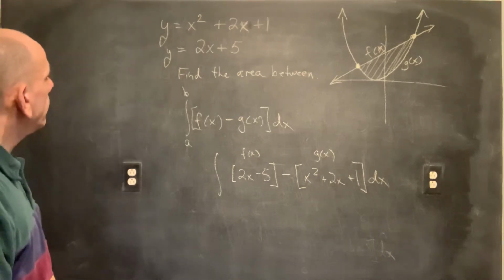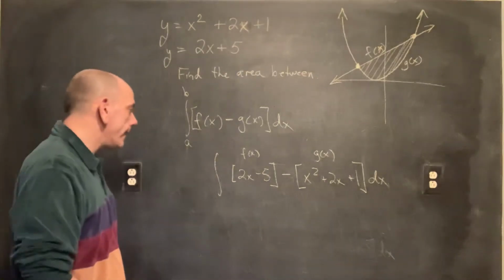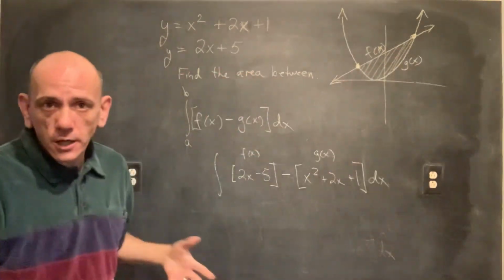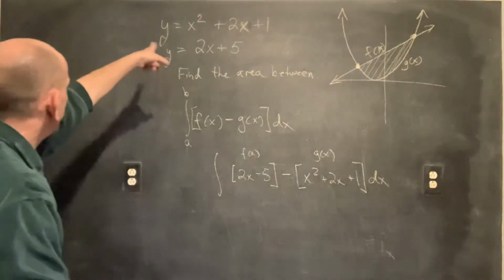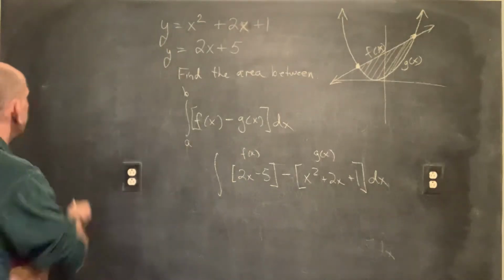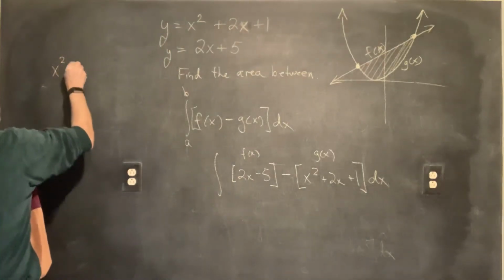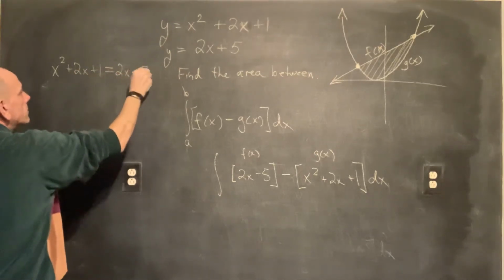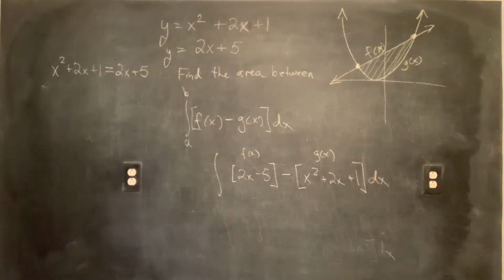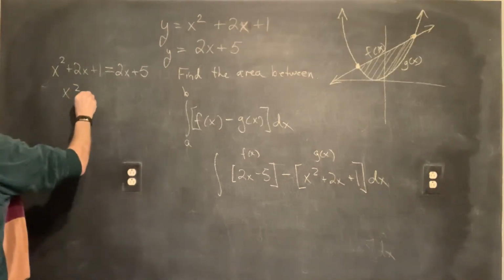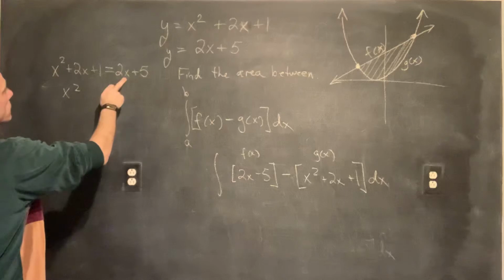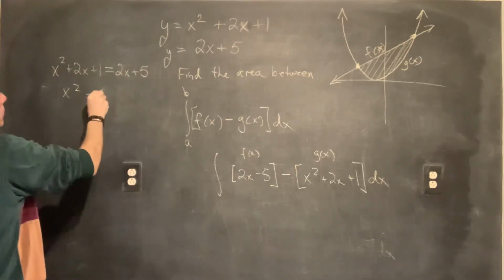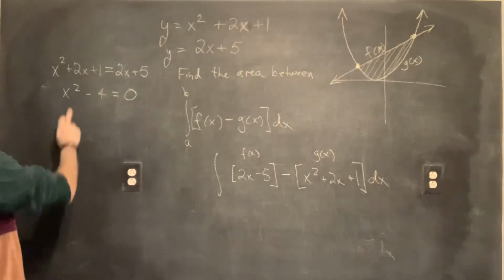All right, and let's see, the only thing that we need left are our bounds. Now, the bounds are given by the intersections of those two functions. So I just need to set these two equal and solve. X squared plus 2x plus 1 equals 2x plus 5. All right, x squared, oh, does that go? Oh, that's pretty. The 2x's subtract, so we've got x squared minus 4 equal to 0.